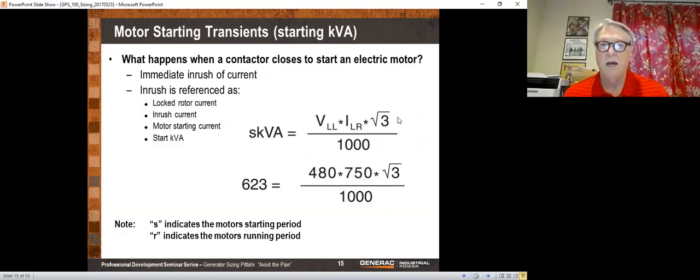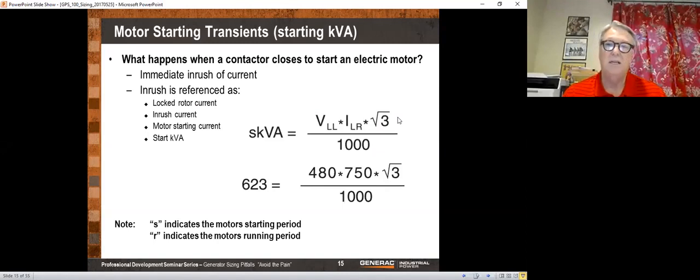Let's do a little calculation here. SkVA is going to stand for starting kVA. So it is kVA, of course, thousands of volt amps, and S means starting. This is when we start our motor. So that's equal to the line-to-line voltage times the locked rotor current times square root of 3 over 1,000. Of course, that's true for three-phase loads, not for single-phase loads.